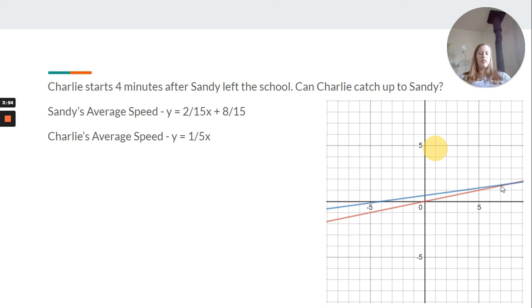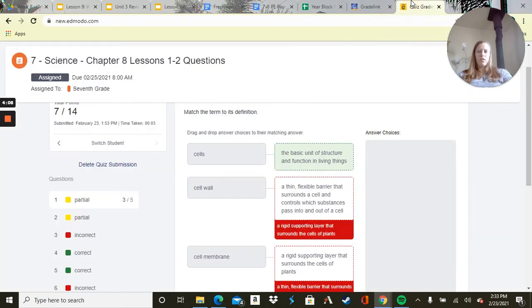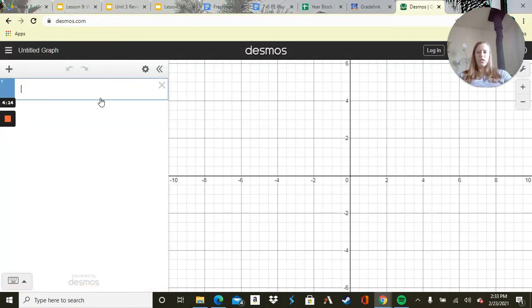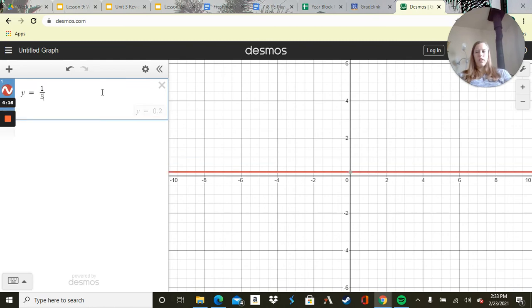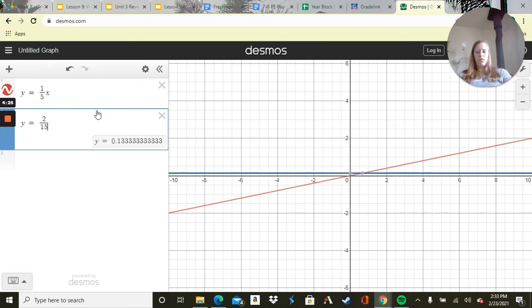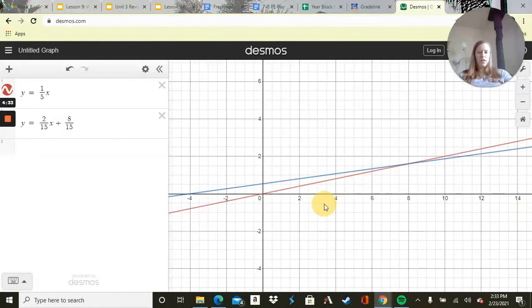we can see, and you can't quite see that. So hold on, let me pull it up on a graph. Apologies. So Charlie, y equals 1/5 x, and Sandy, y equals 2/15 x plus 8/15. So what you can't see in the picture is this right here.